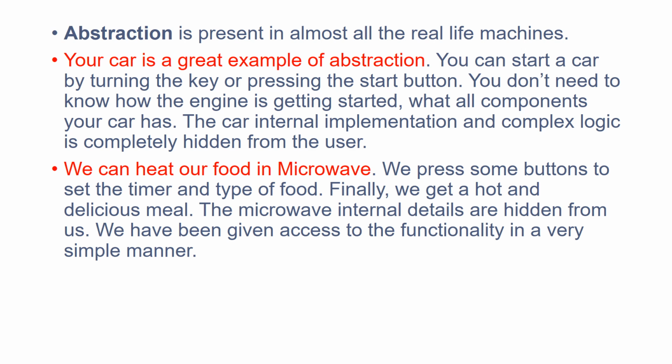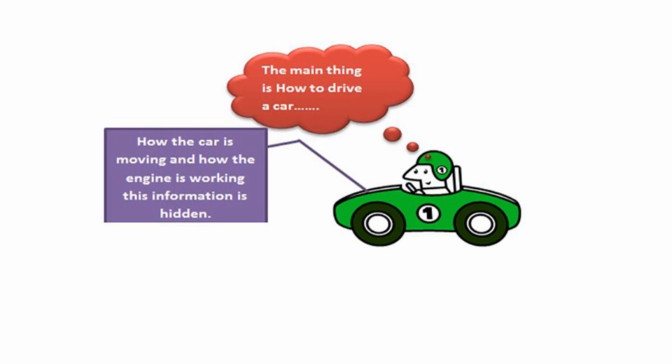Then microwave functioning is also an abstraction example. We use the microwave for heating food and we just set the timer, but we don't know how it is functioning internally. This is a diagrammatic representation of the same abstraction. The main thing is that we only know how to drive a car. How the car is moving and how the engine is working, this information is hidden. The hidden information is nothing but abstraction. Simply, abstraction can be defined as hiding information.